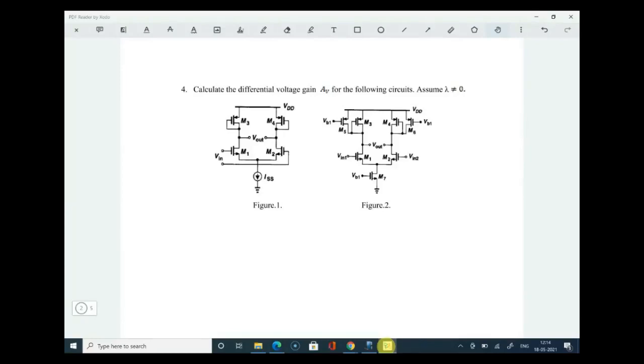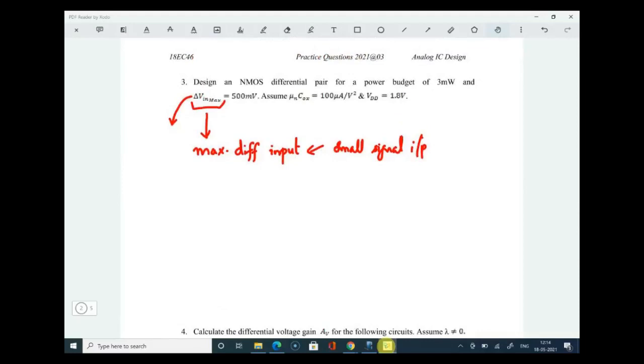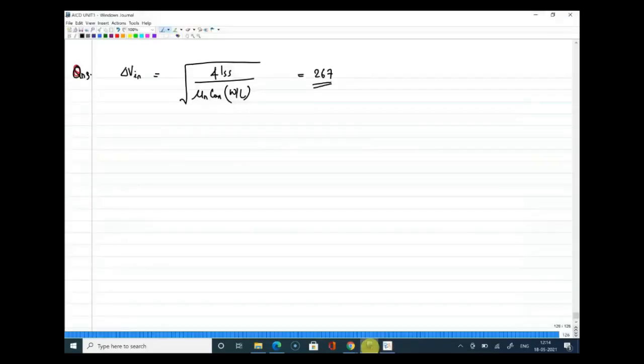Any doubts so far? Yes, Sriharsha, go on. Sir, do we need to find RD also in the previous question? No, in the previous question, the question is design an NMOS differential pair. So when you say differential pair, it is referring to the input transistors. Okay, sir. Sir, can you just show the working again of the previous question? This one. Yeah. All right. So this is the formula you need to use there.